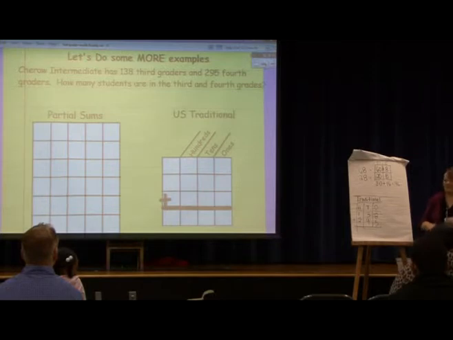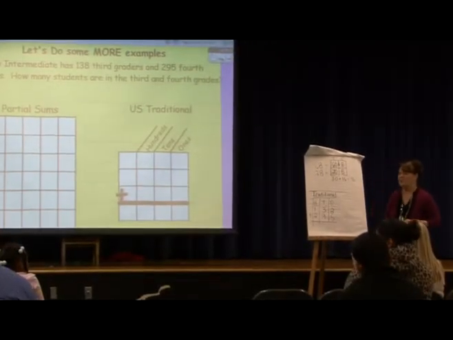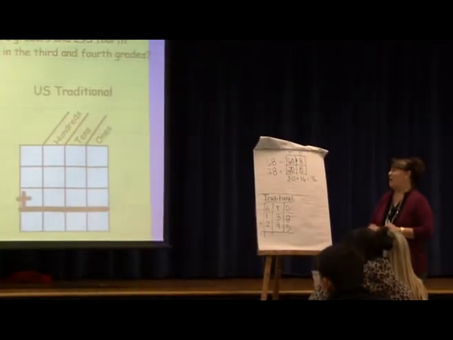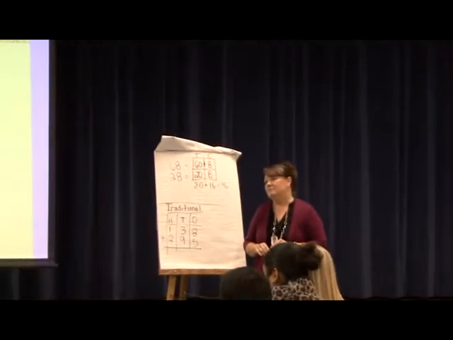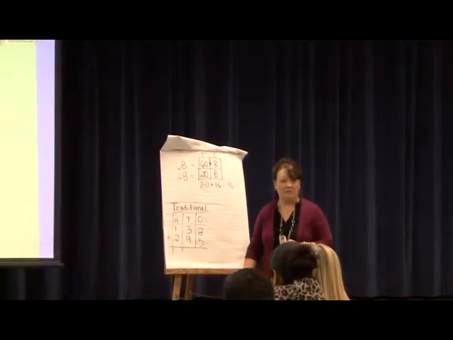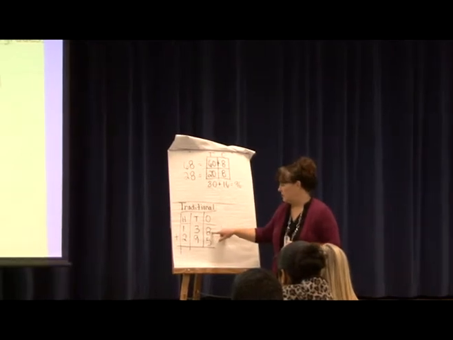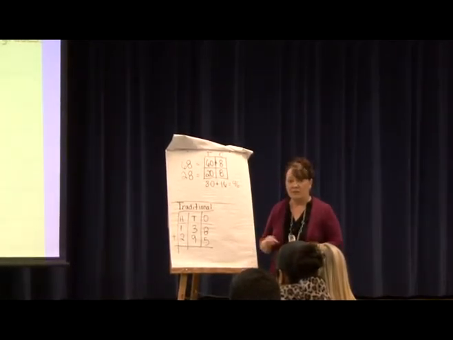All right. Now, all right. So the first thing we have to do is what, Lauren? Got to add your ones because this is the traditional method. This is the old school. This is how we learn. So 8 plus 5 is 13. What do I do with that 1?